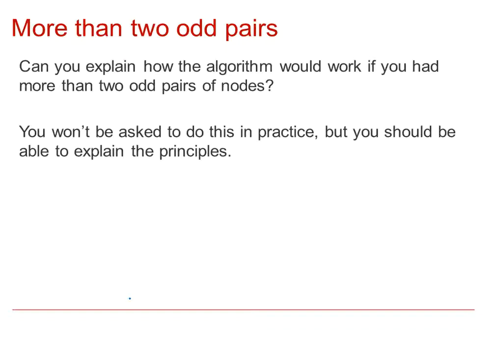What if there are more than 2 odd pairs of nodes? So the algorithm can still work if there are more than 2 odd pairs of nodes, but it will be much more complicated. In practice, if there were, for example, 6 odd nodes and we had 3 pairs of odd nodes, it would be impractical in an exam question to look at all the different ways of pairing up all of those odd nodes. But you would need to explain the principle behind it, if required.